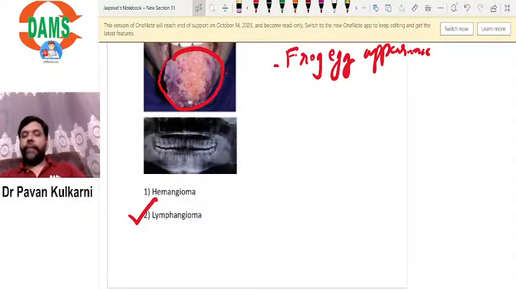On the other hand, hemangioma does not occur most commonly on the tongue. It most commonly affects the lips. Hemangioma, most common soft tissue site is lips. Lymphangioma, most common soft tissue site is tongue. Hemangioma can have radiographic features. Remember, hemangioma can affect the mandible, and the posterior mandible is the most common site. But lymphangioma usually does not affect the jaw bones. Intraorally, tongue is the most common site.